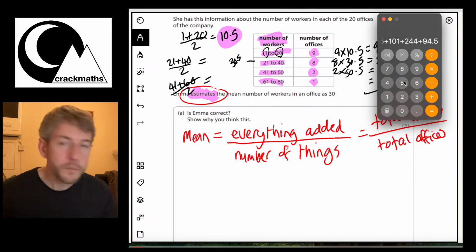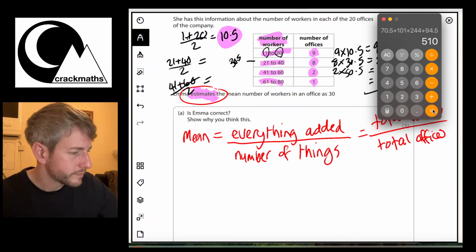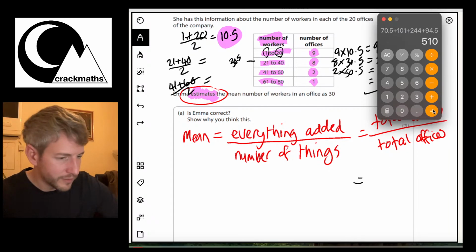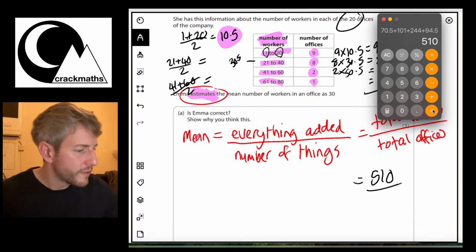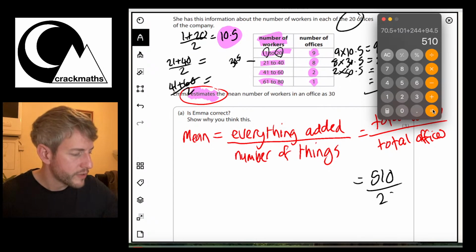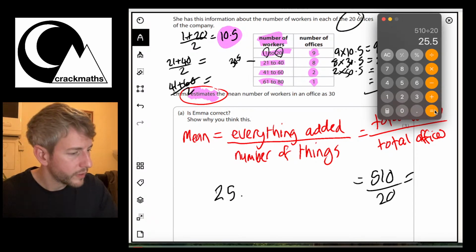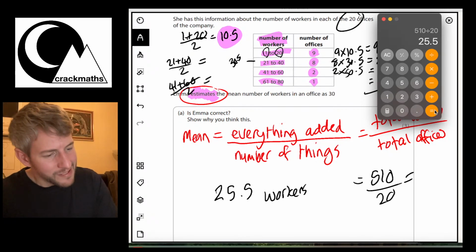So here we go. If we add all these up, that equals 510. And that looks about right. Roughly 100, roughly 100, roughly 200, roughly 100. So there we go. We've got 510 workers estimated in the offices. And we've got 20 offices here. That looks right. So we're going to do 510 divided by 20. And so let's divide this by 20. 25.5. Oh, okay, right.